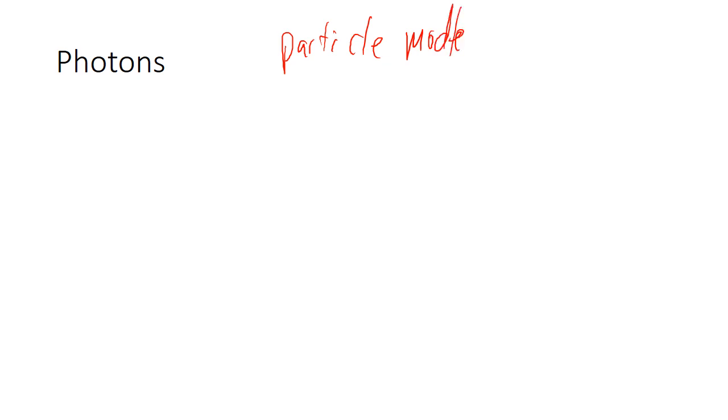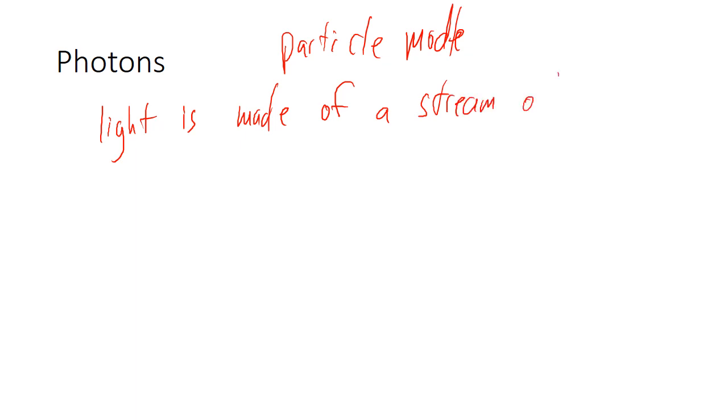Alright, so for the particle model, light is made of a stream of tiny particles called photons. Alright, so fun. So these photons, what are they made out of?